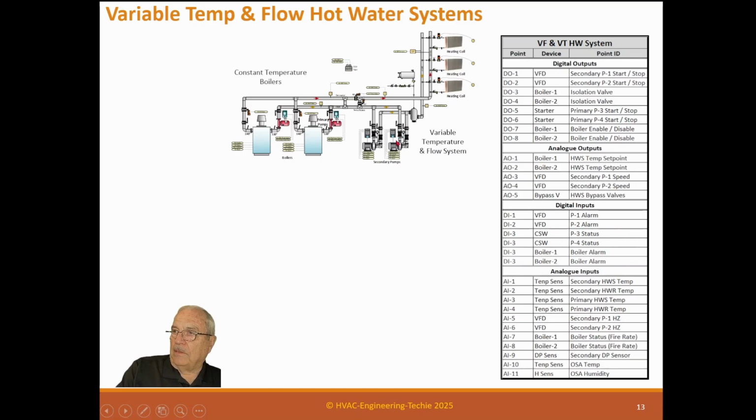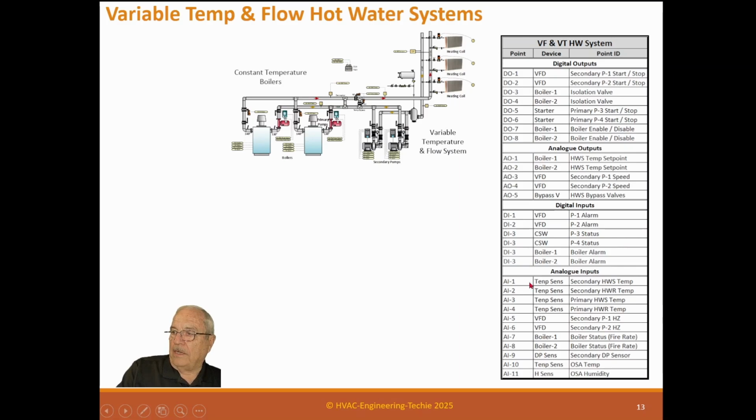Digital inputs: DI1 is the P1 alarm coming off this VFD. DI2 is the P2 alarm coming off this VFD. DI3 is the primary pump current switch, and DI4 is the second boiler primary current switch, because these are not VFDs. These are constant volume. These boilers are constant volume. These are variable volume. And DI3 is the boiler 1 alarm. DI4 is the boiler 2 alarm.